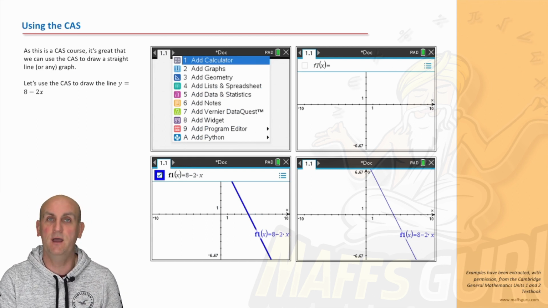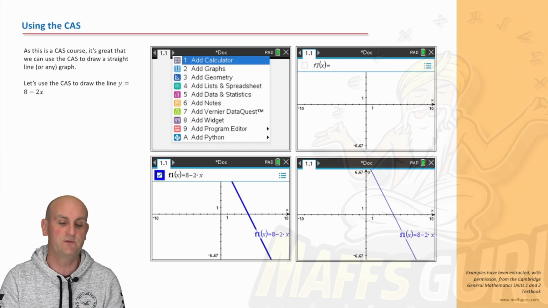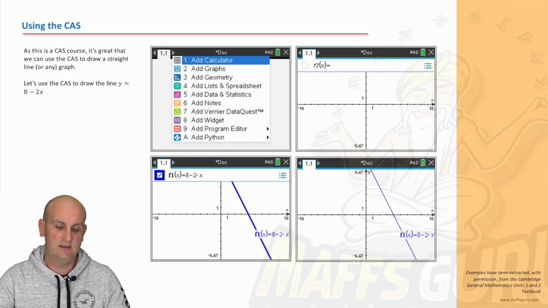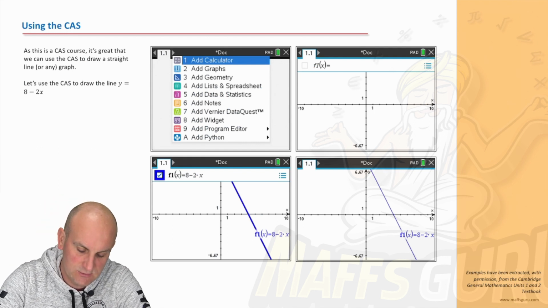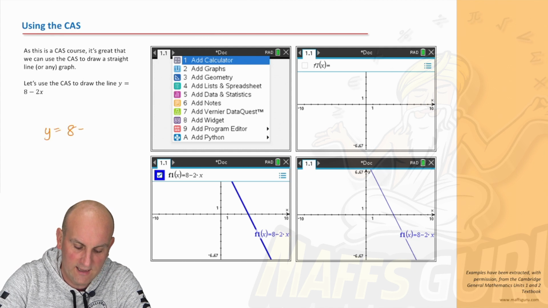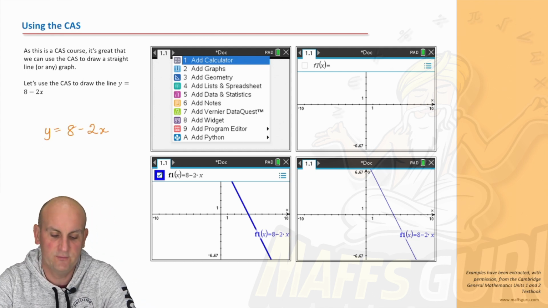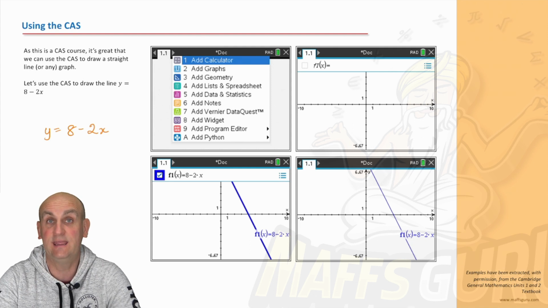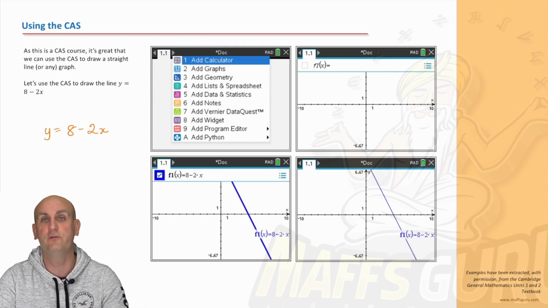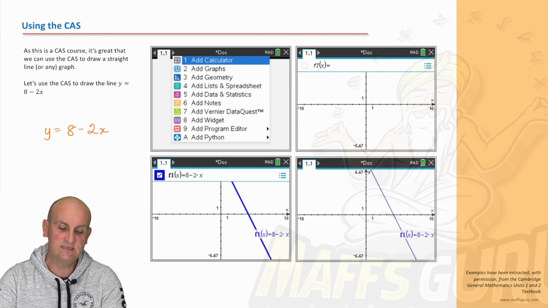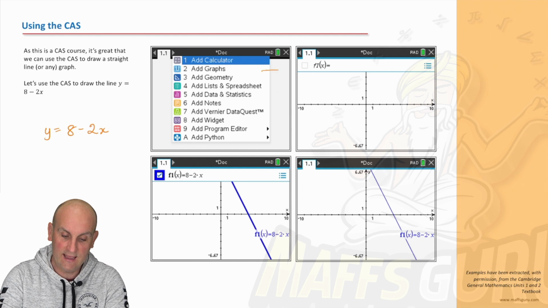I've got the TI Inspire, no longer the Casio ClassPad. I'll do instructions for those on another day. But if you've got the TI Inspire, we can actually use it to draw the line y equals 8 minus 2x. So again, the first thing you want to do is add a calculator. So yeah, you're going to go either onto that start screen or you're going to add, sorry, not a calculator. What am I saying? That first one seems to be a calculator. You're actually going to add a graph. So you're going to add a graph.